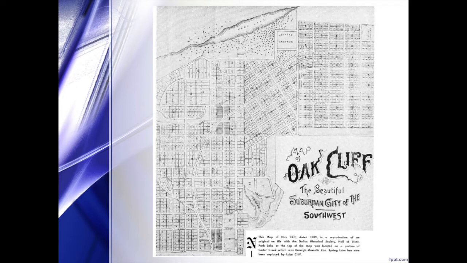In 1886, John Armstrong and Thomas Marsalis' Dallas Land and Loan Company bought 320 acres of land southwest of what was then Dallas. Their goal was to create an elite residential area, so they divided the land into 20-acre lots to be sold to the public.